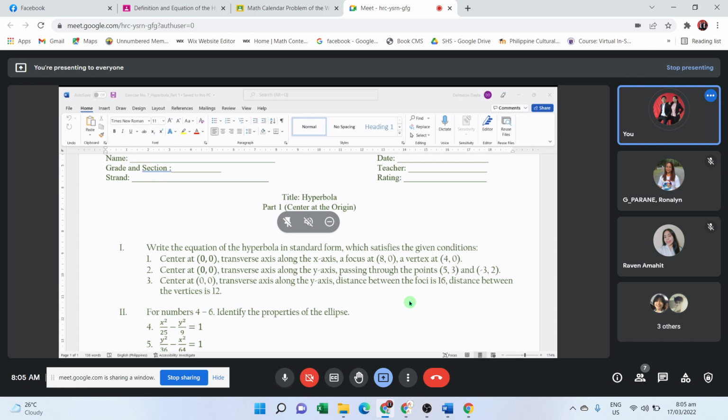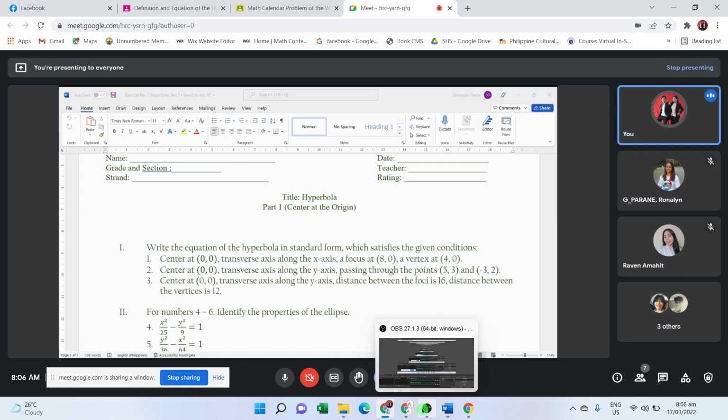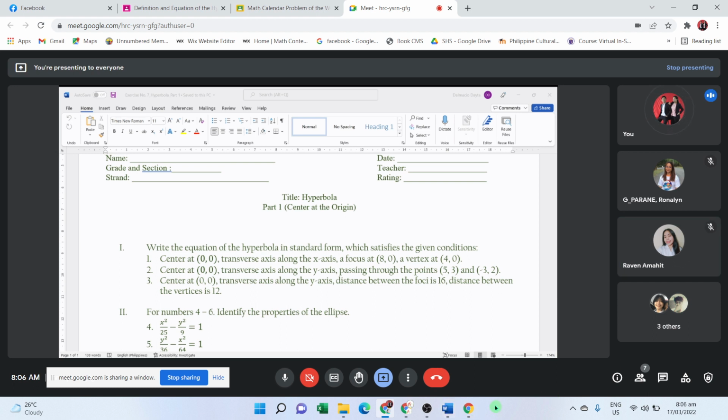Waiting for the others. So, prepare your exercise on Hyperbola Part 1. Can you see the presentation and screen, class? Yes, po. So, let's begin. This time I will proceed right away to answering the exercises.